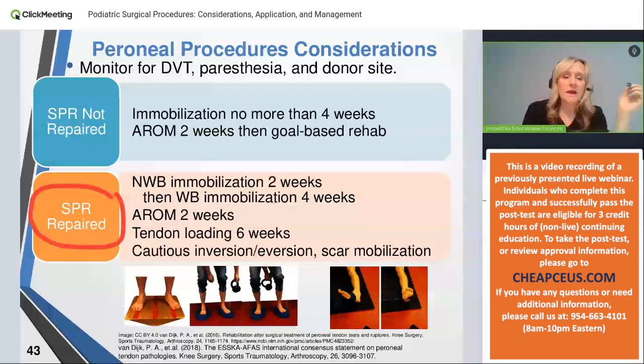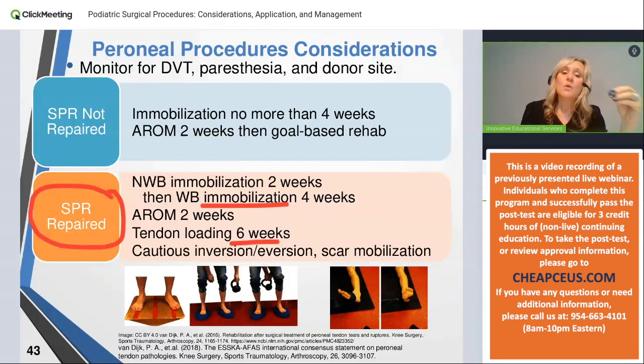If there is repair of that superior retinaculum, that patient is going to be non weight bearing and immobilized. And that immobilization will continue for about a month because that retinaculum needs to heal also, and they can't risk disrupting that. When tendon loading starts at about the 6 week time, we're going to be really cautious with that tendon loading. We are going to be careful and monitor that patient that we are not seeing that subluxation of the tendons.